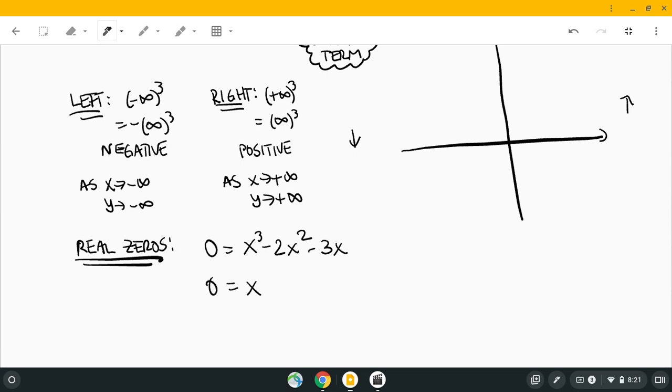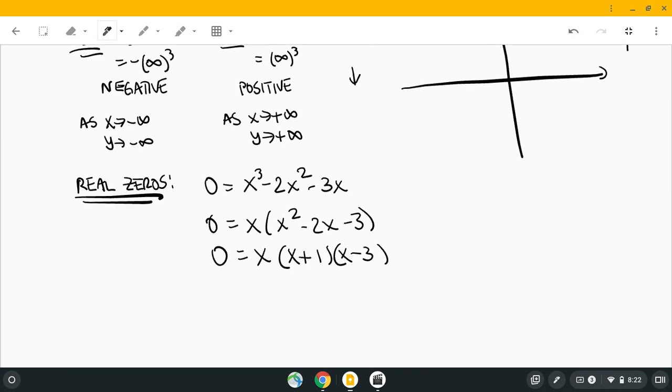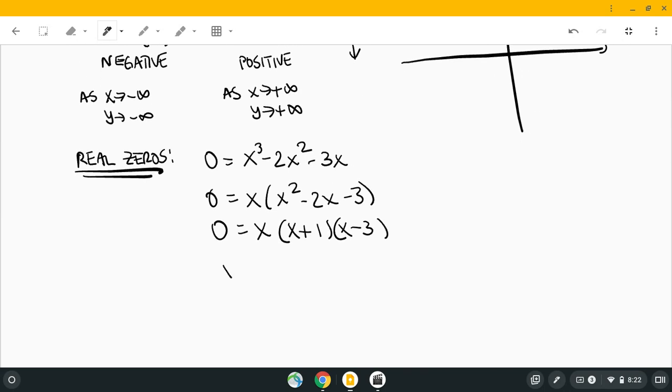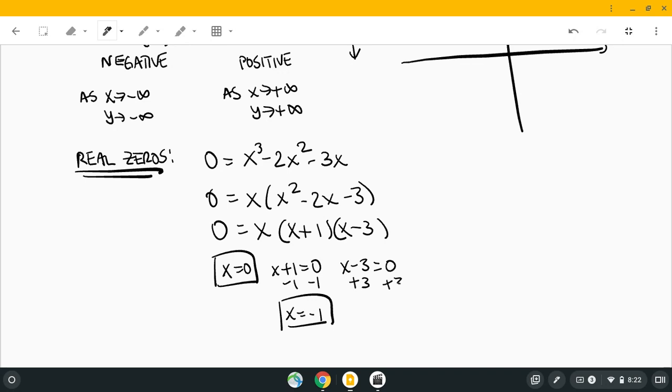They all have x in common: x times (x squared minus 2x minus 3). And I will factor this. X times x, positive, negative. Looks like 3 here and 1 there to give me negative 2 for the middle. And so x equals 0, x plus 1 equals 0, x minus 3 equals 0. This one is already solved. Minus 1. Add 3.